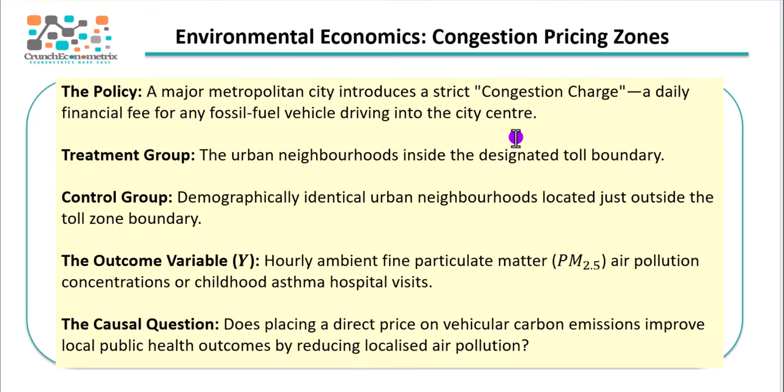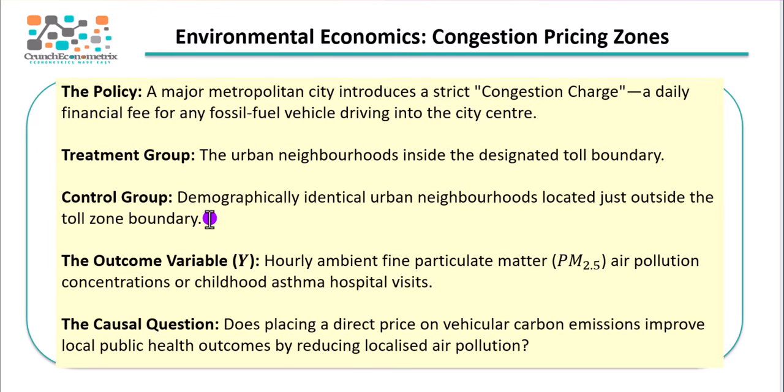What would be the policy in this case? A major metropolitan city introducing a strict congestion charge, which is a daily financial fee for any fossil fuel vehicle driving into the city center. What would be the treatment group? This would be the urban neighborhoods inside the designated toll boundary. Control group, that would be the demographically identical urban neighborhoods located just outside the toll zone boundary.